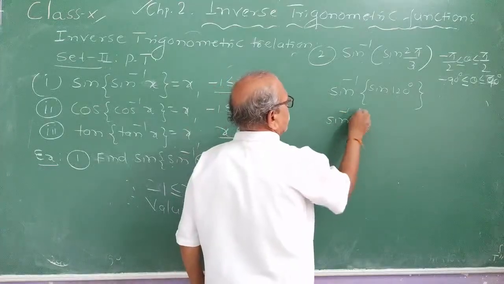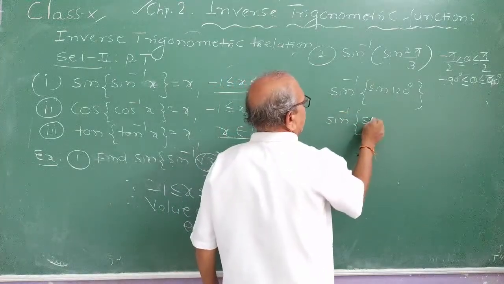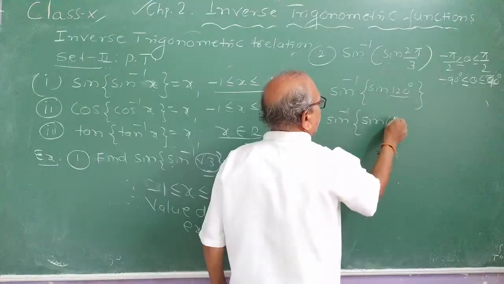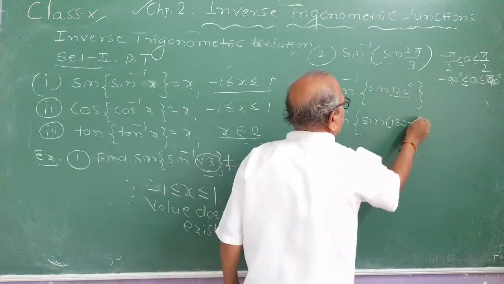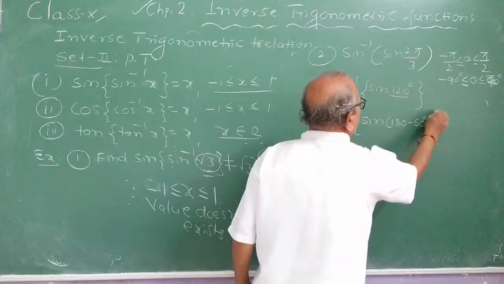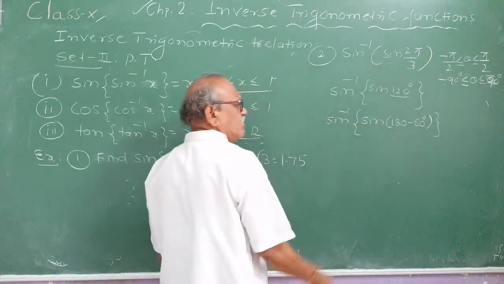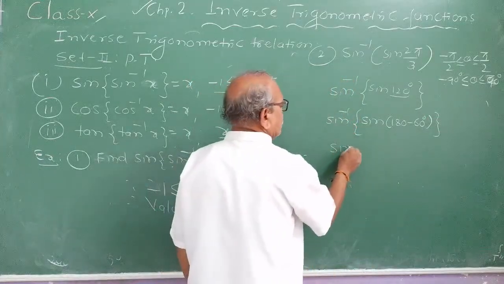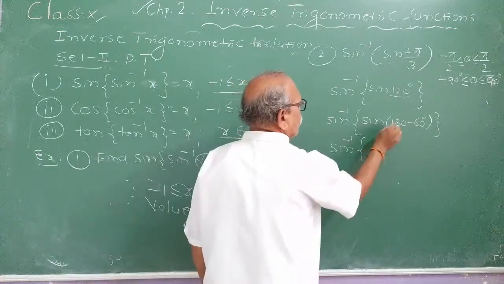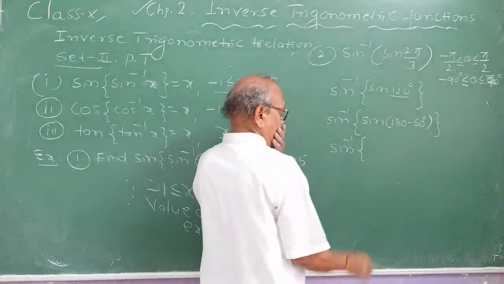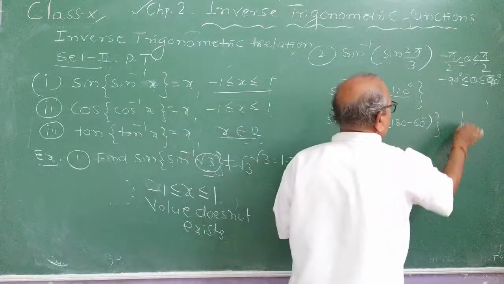Sine inverse of sine 120 can be written with 120 as 180 minus 60. In which quadrant is it? It is in the second quadrant. Therefore, you can write sine inverse of sine of 180 minus theta, second quadrant, ASTC rule.